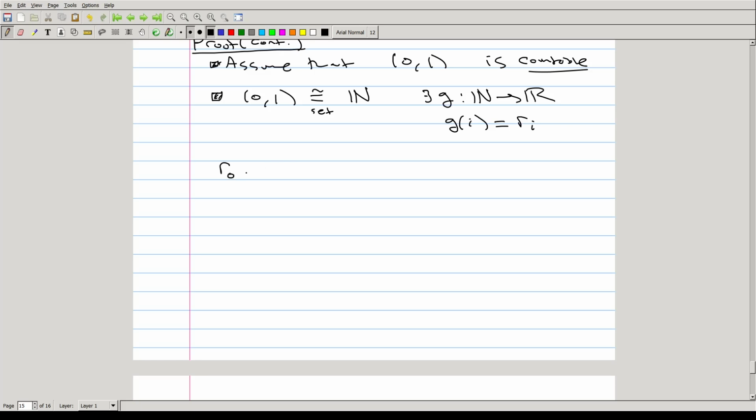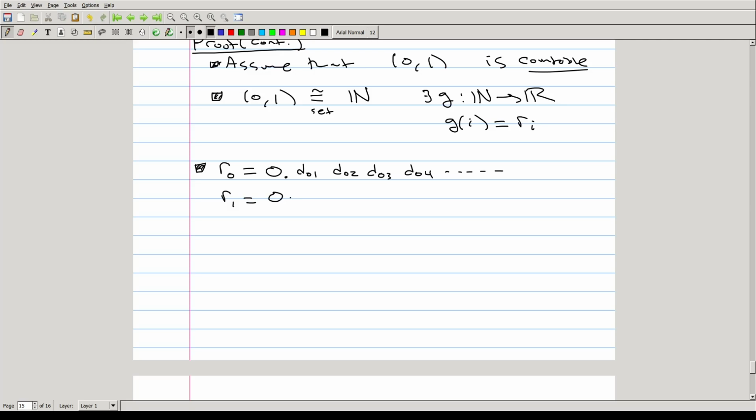So R0, the first real number in this set, is, in its exact decimal expansion, 0.D01, D02, D03, D04, and so on and so forth.